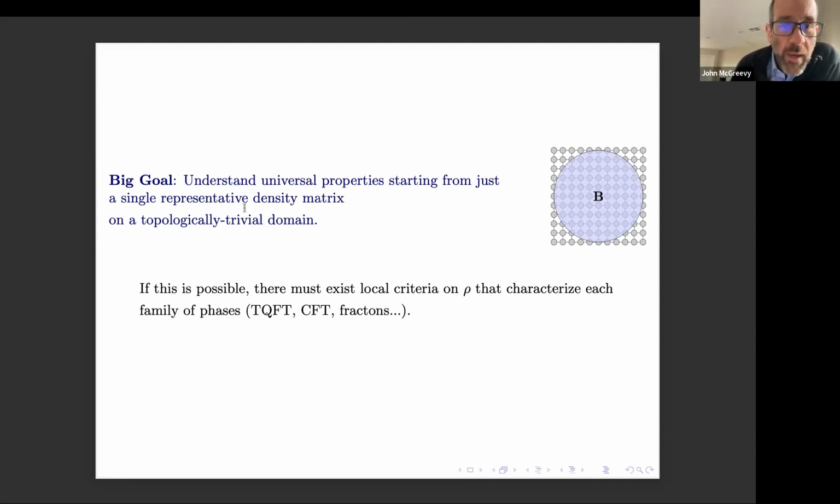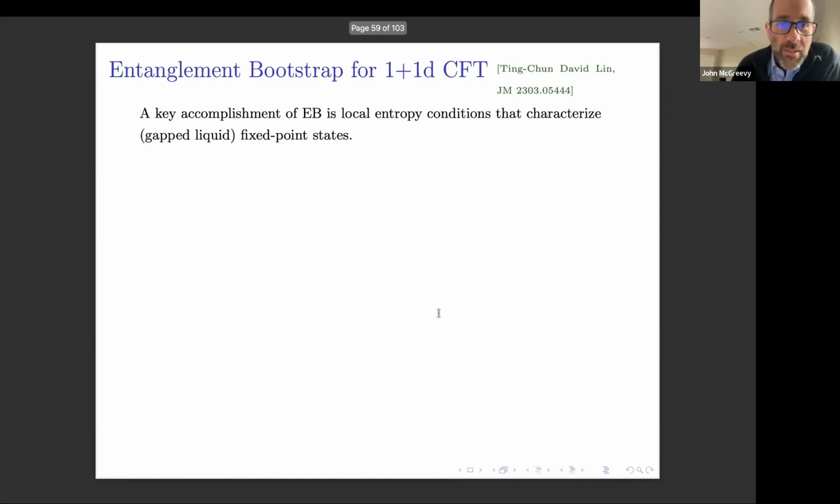If it really is possible to understand all the universal properties from just the reduced density matrix on a ball, then there must exist some criteria on the state that characterize each family of phases: topological field theory, as I've described, conformal field theory, fractons, whatever class of states you pick. So let's try to ask, what is the analogous condition for CFT?